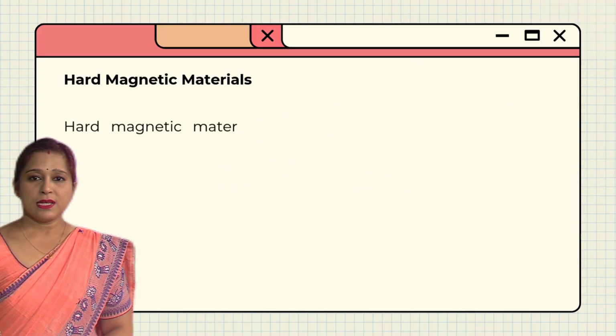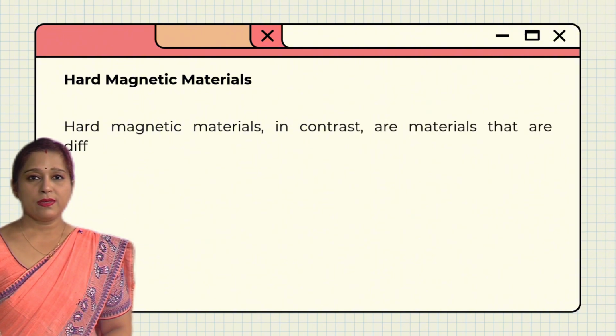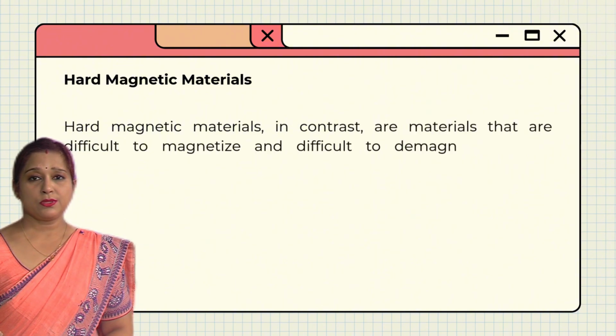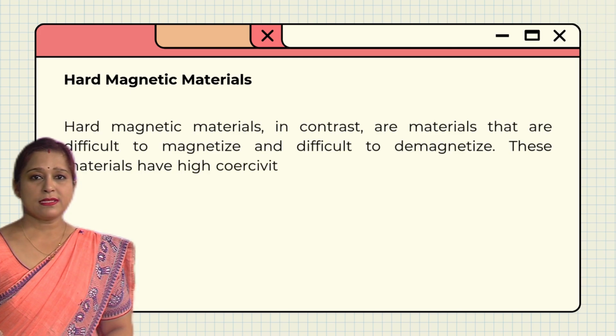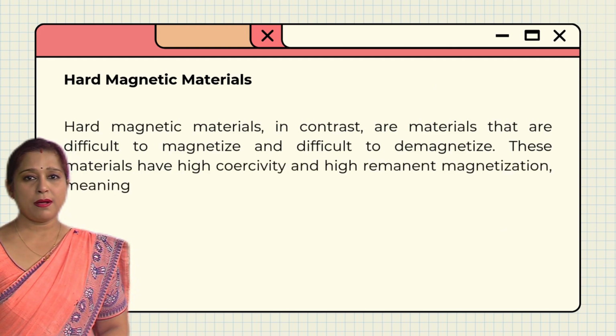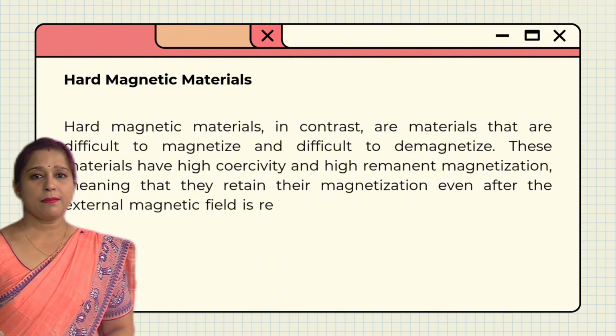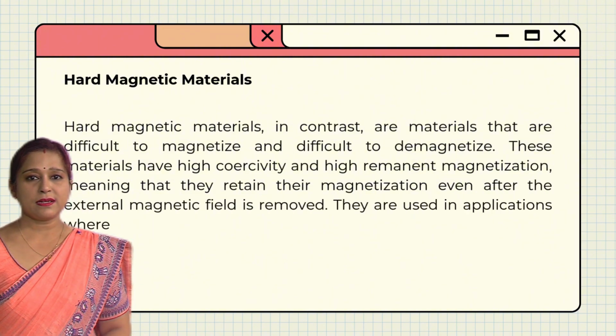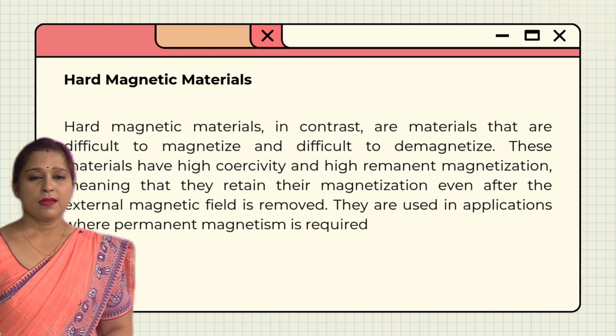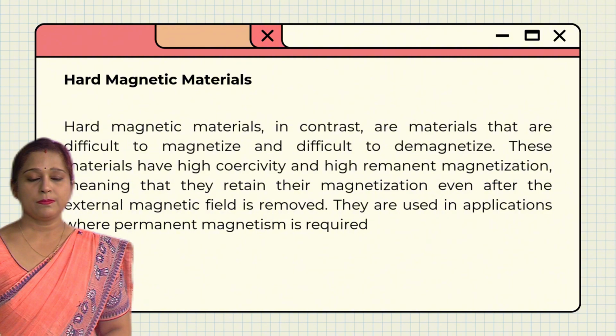Hard magnetic materials, in contrast, are materials that are difficult to magnetize and difficult to demagnetize. These materials have high coercivity and high remanent magnetization, or retentivity, meaning that they retain their magnetization even after the external magnetic field is removed. They are often used in applications where permanent magnetism is required.